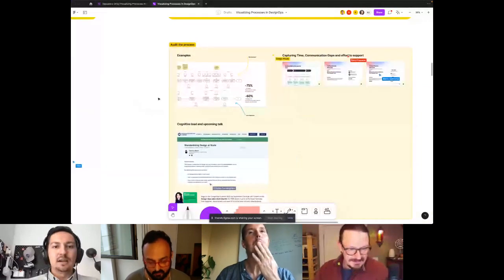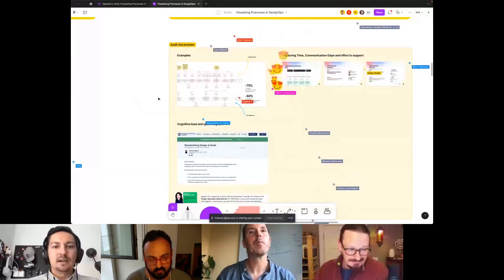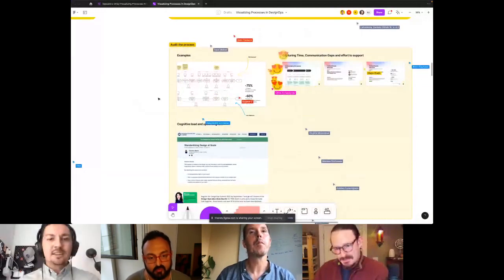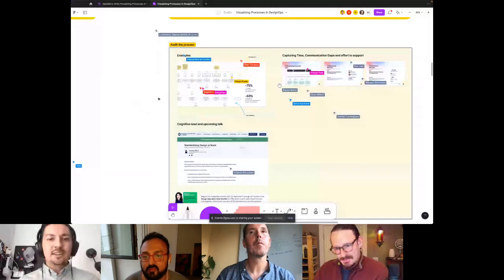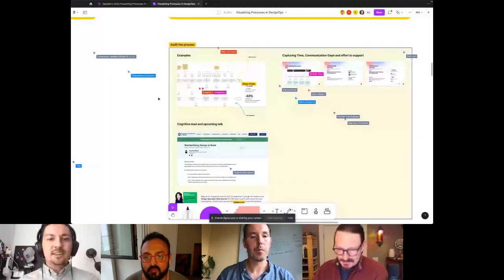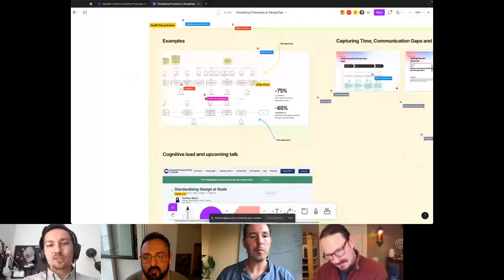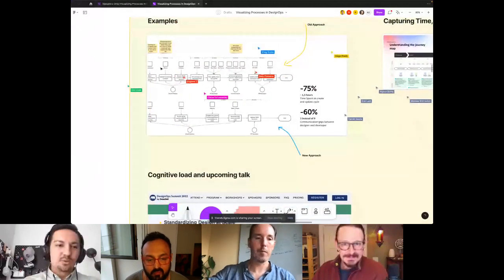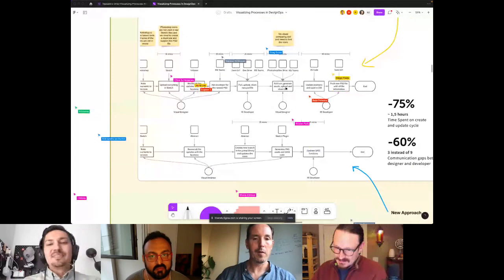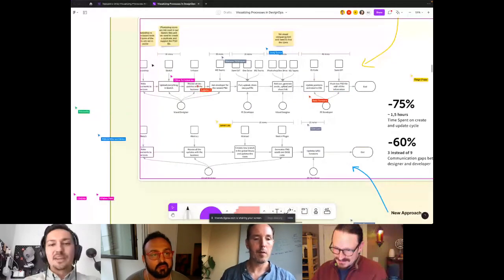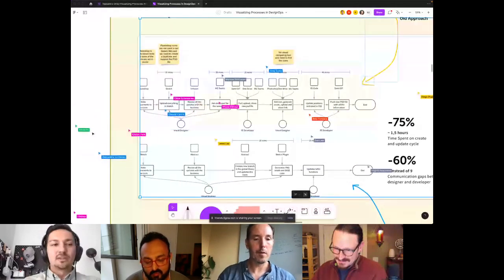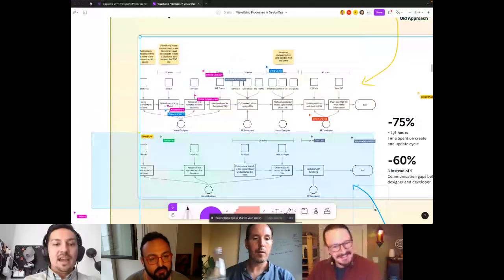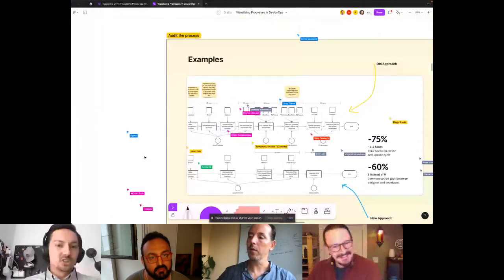So when we visualize the process, it's easier to understand the gaps. It's easier to understand the weak spots in the process, right? And here I wanted to show some examples. A long time ago, like 2-3 years ago, when we were using Sketch and Abstract, this is the diagram that I was making, where I showed the current process on the top and the new, much more simplified process by using automations, because we were able to simplify the process.